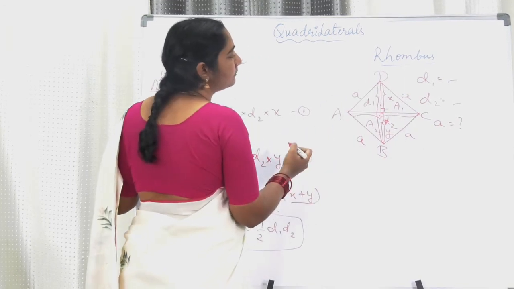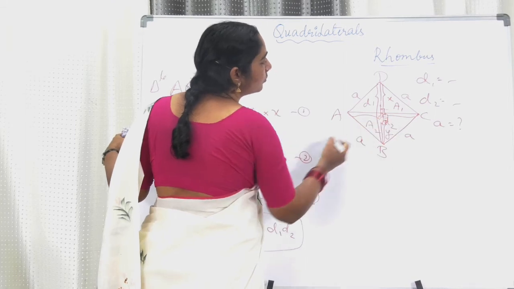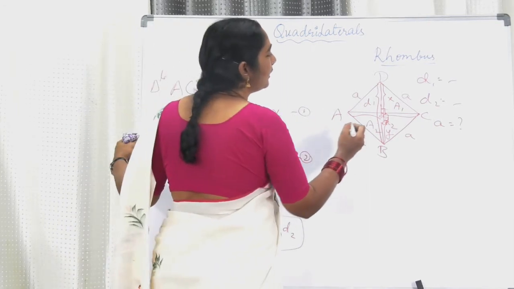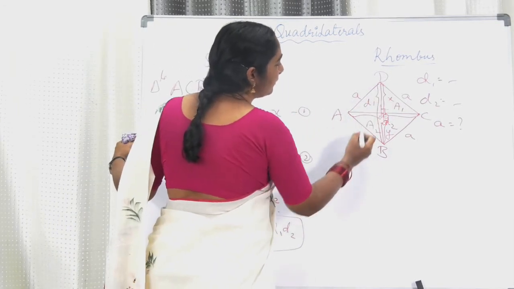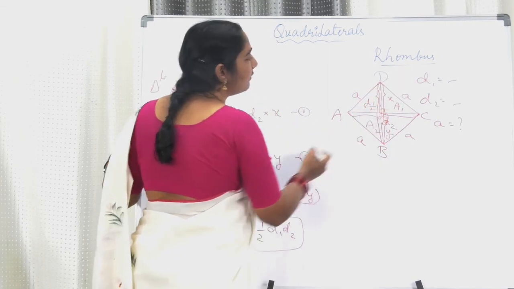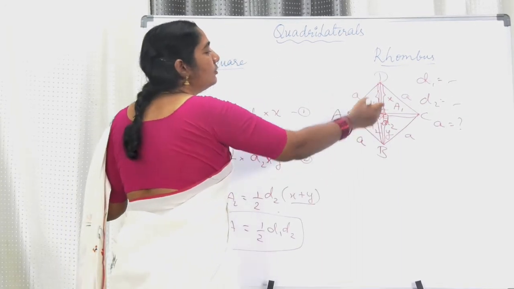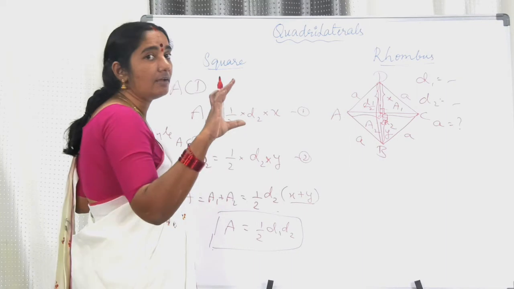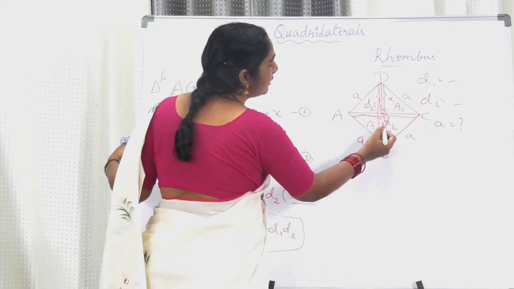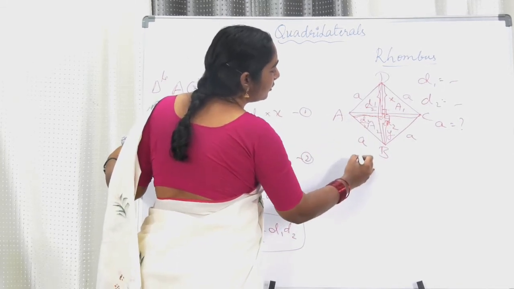Take a particular triangle. Please try to understand. Let the point of intersection of the two diagonals be taken as O. In that particular case, OD is nothing but half the diagonal D1, that is D1 by 2. The total BD is D1, so OD is only D1 by 2. That is half. Now this other part is half of D2, that is D2 by 2.